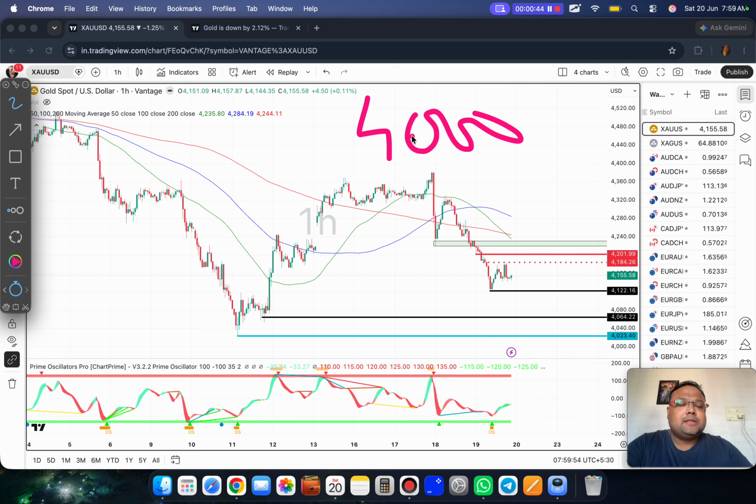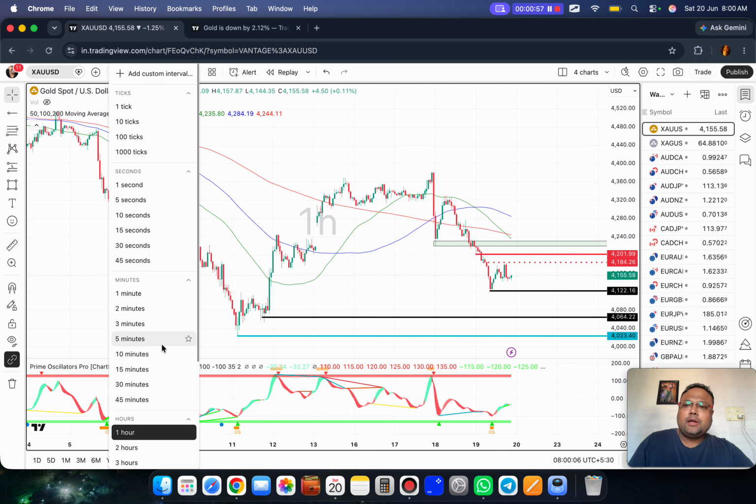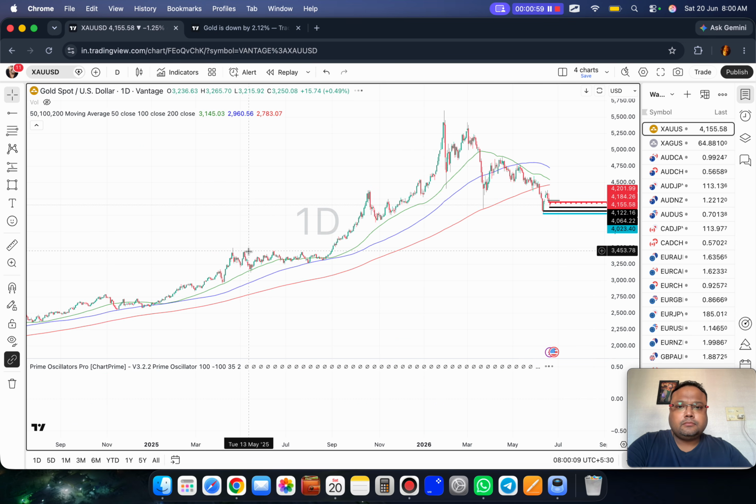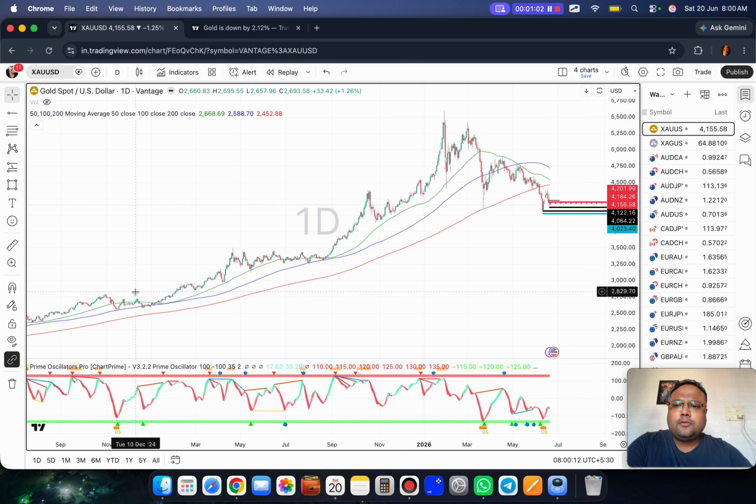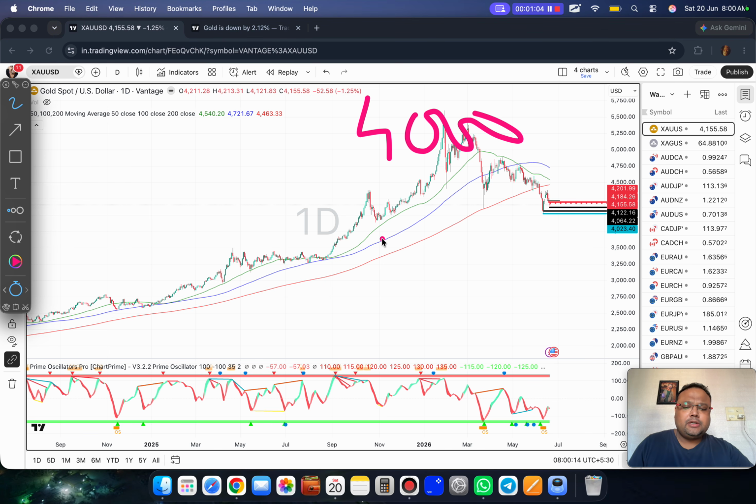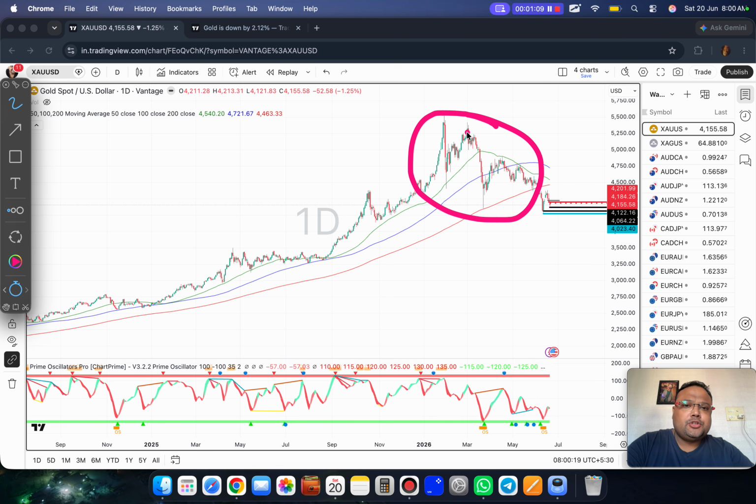But is there a possibility of the market going below 4,000? Yes, there is a possibility of the market going below 4,000 as well, if the downside doesn't stop here. Because if we look at the daily chart of gold, you can see overall the market has been bullish. There is no doubt about it. When the market was under pressure, you can see it was still trading above the 200 moving average. The red line that you see here is the 200 moving average.